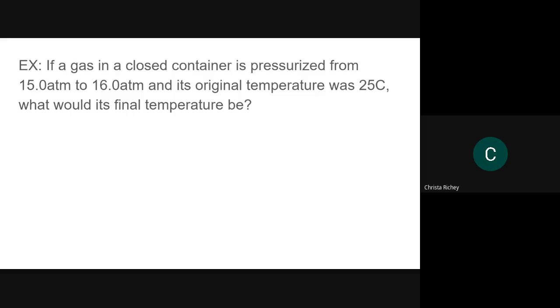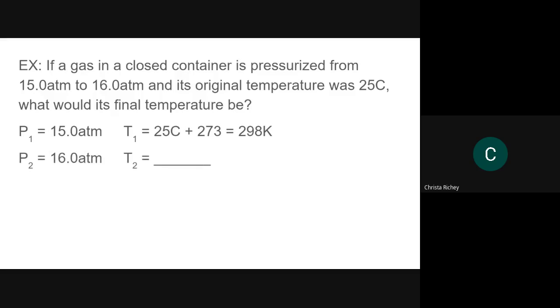All right, so we have a closed container and the pressure is changed. Here, the from number is the 1 and the to number is the second situation. So the 15 atmospheres is going to be P1. The atmospheres match, so I don't have to convert. P2 is going to be 16. Once again, the from value is the original, which is number 1. The to value is the final, which is number 2. The first temperature was 25 degrees Celsius. You just have to add 273. And we do not know T2.